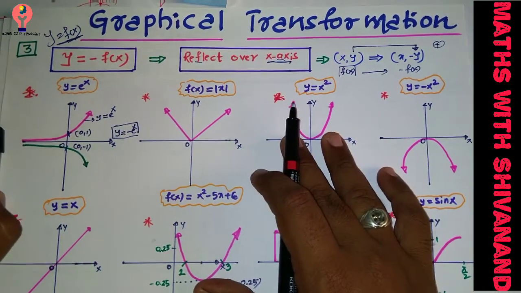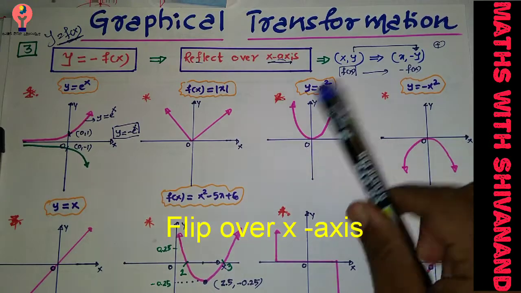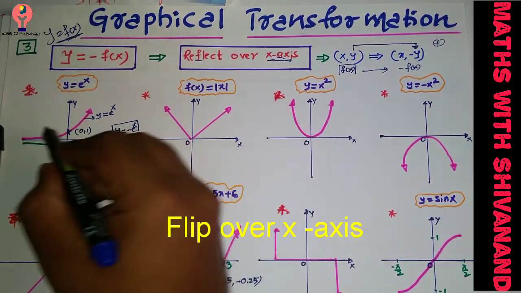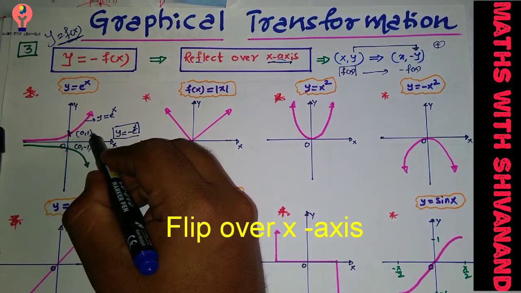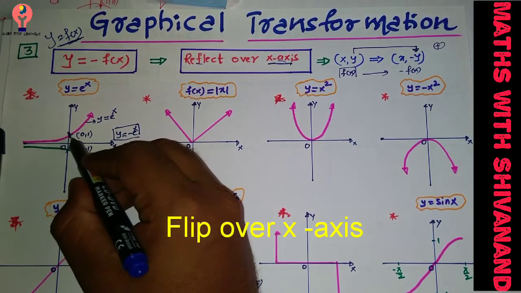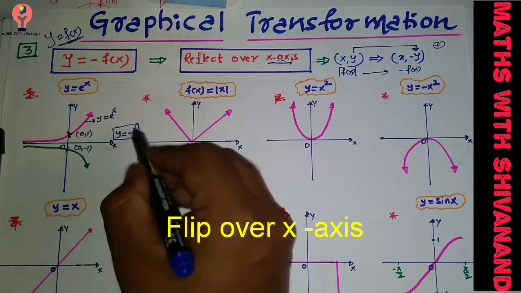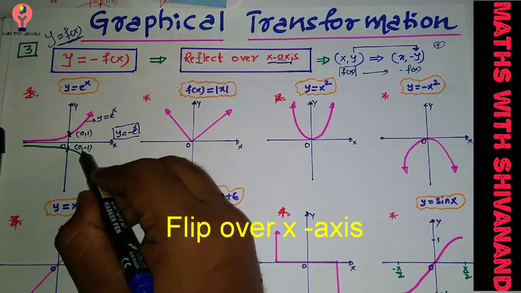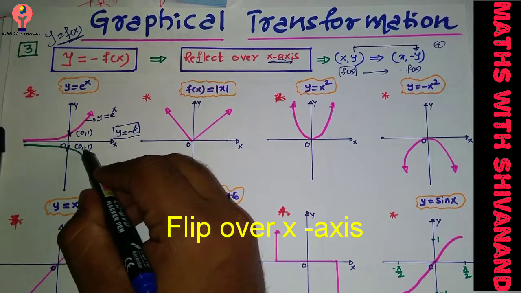The entire graph has to reflect over the x-axis. How will the reflection occur? See here, this is the graph of e raised to x. It cuts the y-axis at (0, 1). I will take only one point. If the initial point on the graph is (x, y), after reflecting, the point switches to (x, minus y). So (0, 1) becomes (0, minus 1).